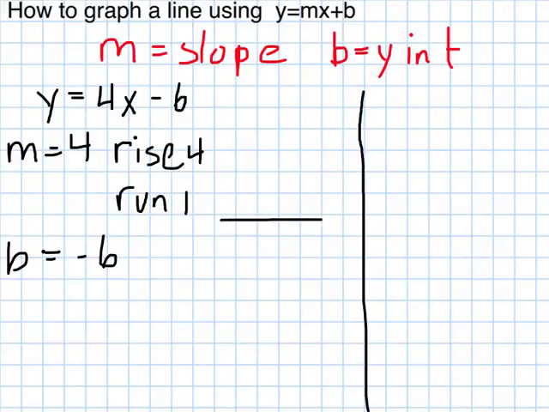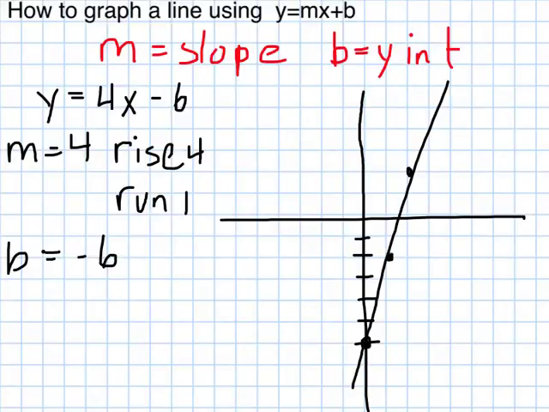So we go to our starting point here. So 1, 2, 3, 4, 5, negative 6 here. And from that, you're going to rise 4, run 1. So that's 1, 2, 3, 4. Whoops. That's better. And then let's do that again. We can rise 1, 2, 3, 4, run 1. And we can put that point there. And then you have your graph really quick there.